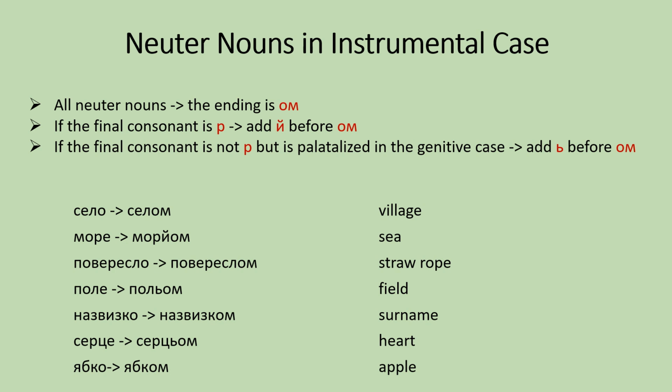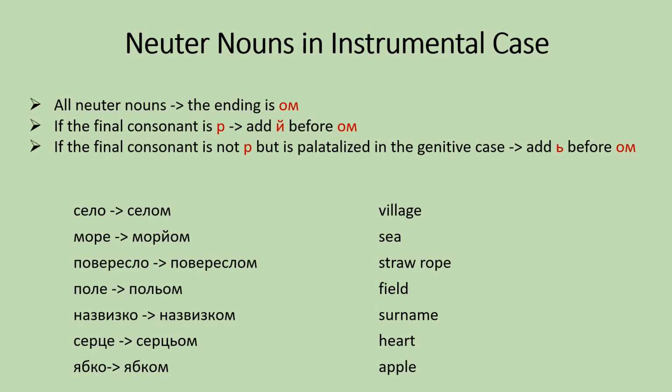Selo, meaning village, becomes selom. More, meaning sea, becomes morjom. Povereslo, meaning straw rope, becomes povereslom. Pole, meaning field, becomes poljom.